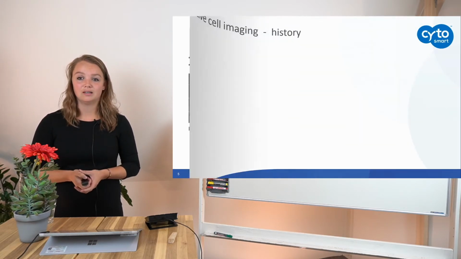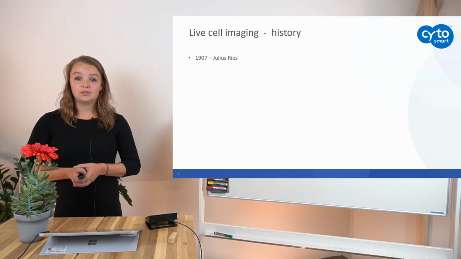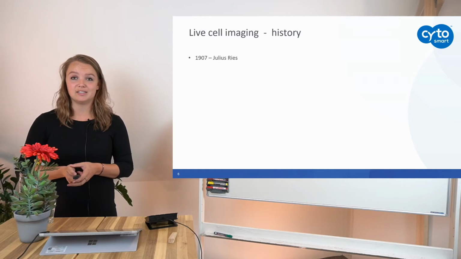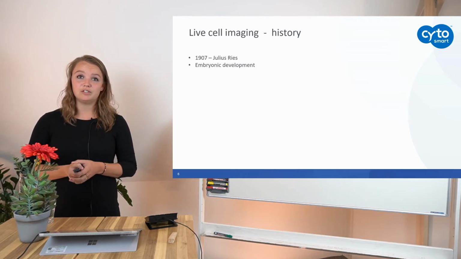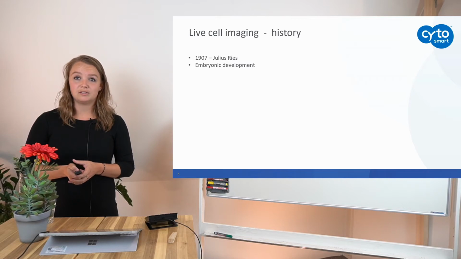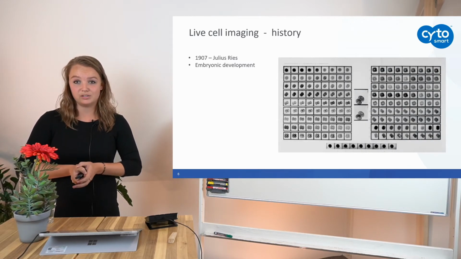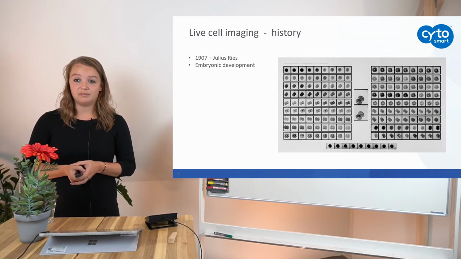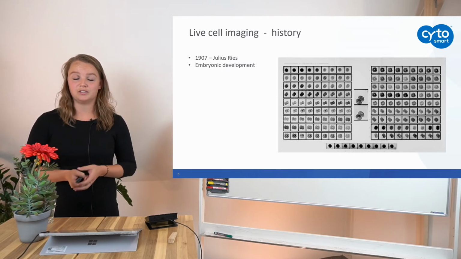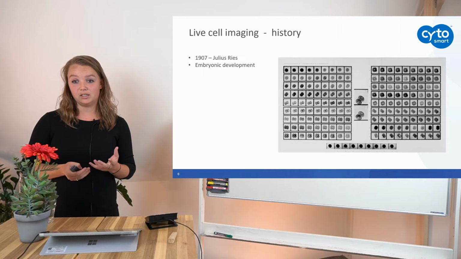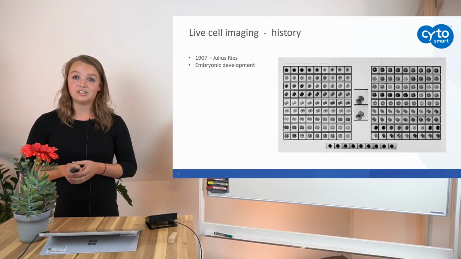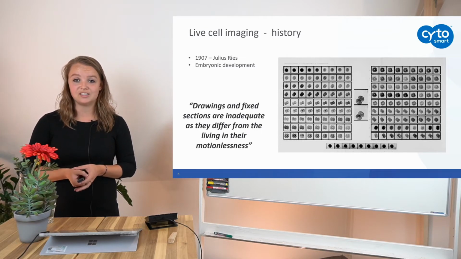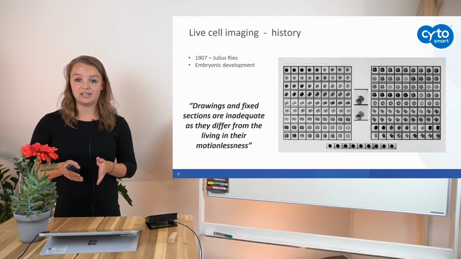So some history. The first one who performed live cell imaging was Julius Ries. He was a French researcher, and this was in 1907. He made movies of embryonic development because he thought that students would never believe that all cells came from other cells, and that organisms were made up of cells that were just coming from one other cell. So this is why he videoed the development of an embryo, and he actually sketched them all out. But his opinion was that drawings and fixed sections are inadequate as they differ from the living in their motionlessness.